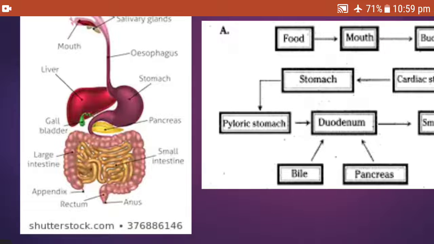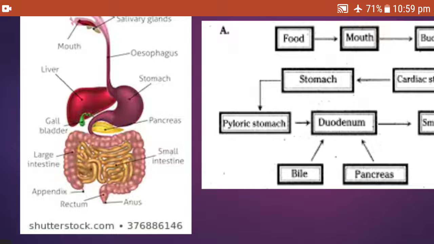From the small intestine, the undigested food goes into the last part of the digestive system, which is called the large intestine. In the large intestine, no more digestion takes place, only the absorption of water. The undigested waste material is stored in the rectum, and it is excreted out through the anus, which is called feces. And the process is called defecation.